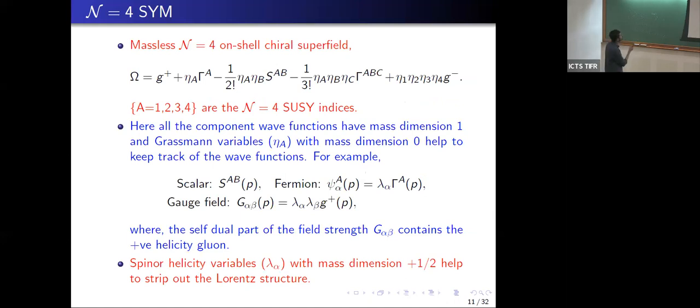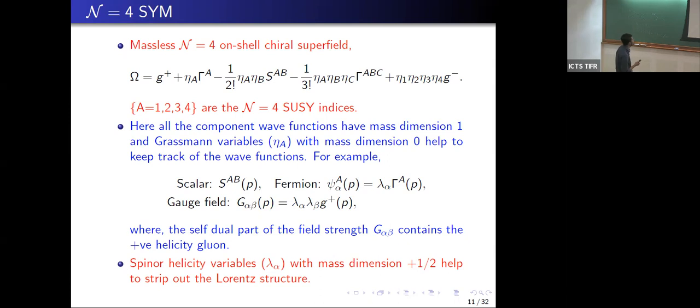Now let's discuss massless N equals 4 super Yang-Mills. The massless N equals 4 on-shell chiral superfield can be written like this, where G plus is the positive helicity gluon, gamma is the gluino with plus half helicity, and S_AB are the complex scalars with AB antisymmetric indices, and this S_AB satisfies the self-conjugate condition. Gamma_ABC is the gluino with negative, meaning minus half, helicity, and G minus is the negative helicity gluon, where I = 1, 2, 3, 4 are the N equals 4 SU(4) indices. Here all the component wave functions have mass dimension 1, meaning G plus, gamma_A, S_AB and so on.